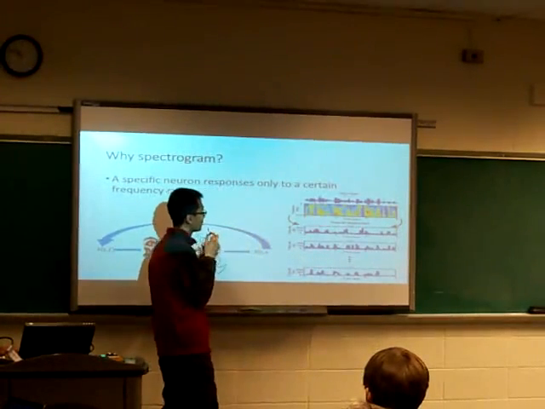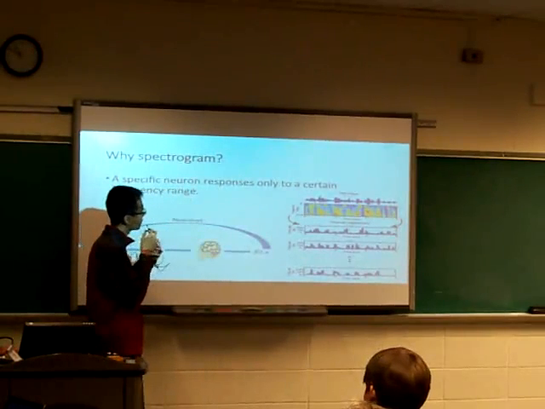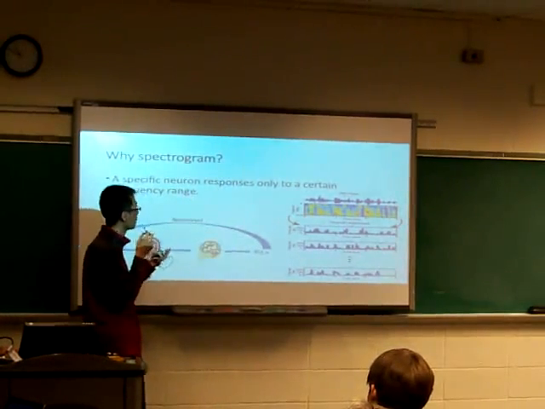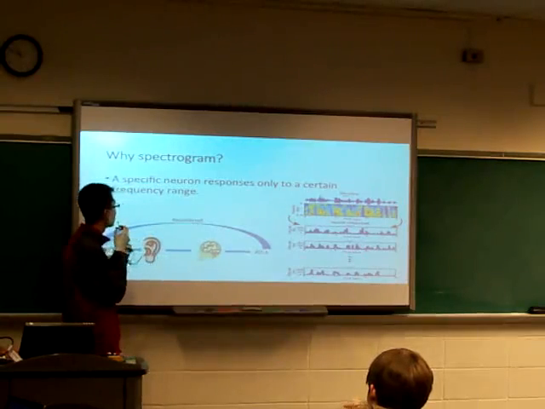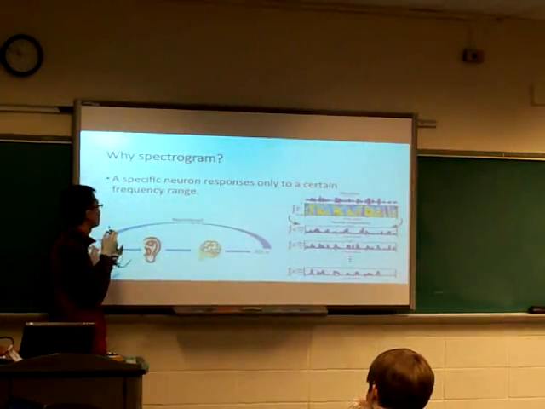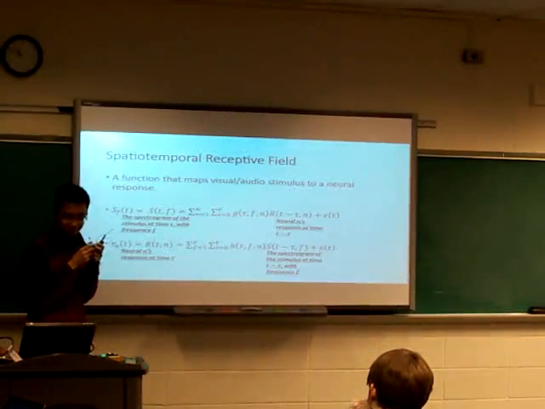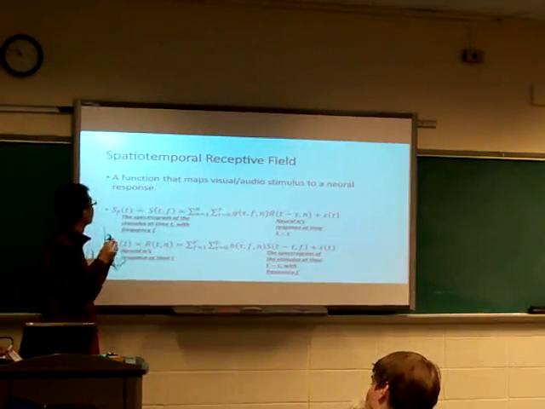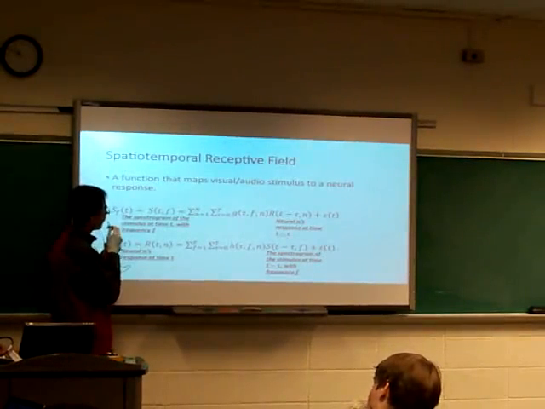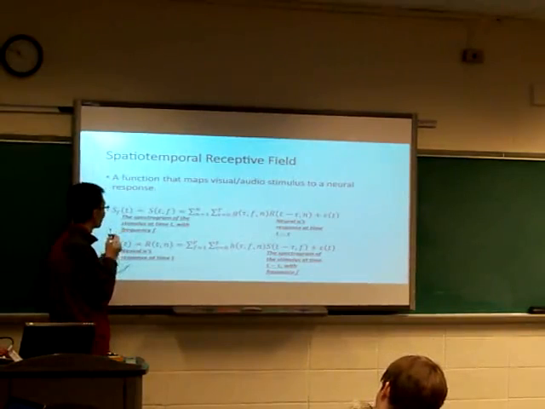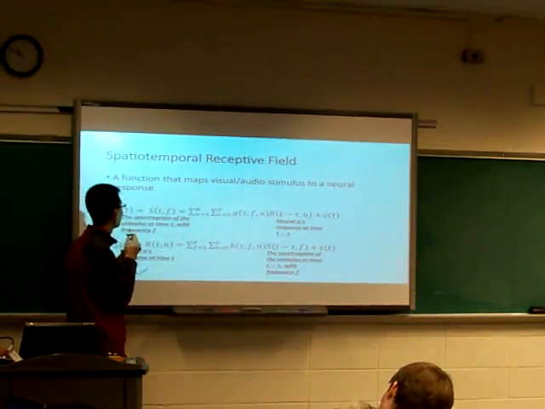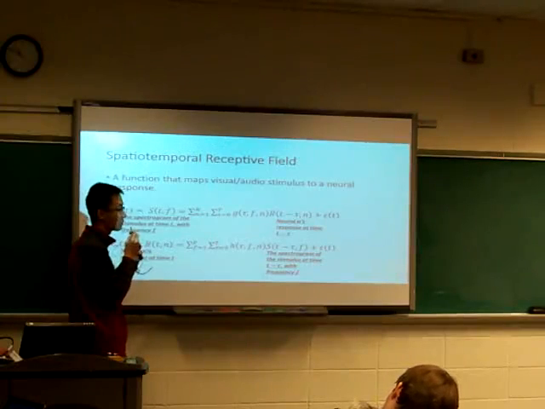So there's a question: why do we need to use a spectrogram to represent a signal? Because a specific neuron only responds to a certain frequency range, so we need to use the spectrogram. The next step is to find the relationship between the stimulus and the neural responses.